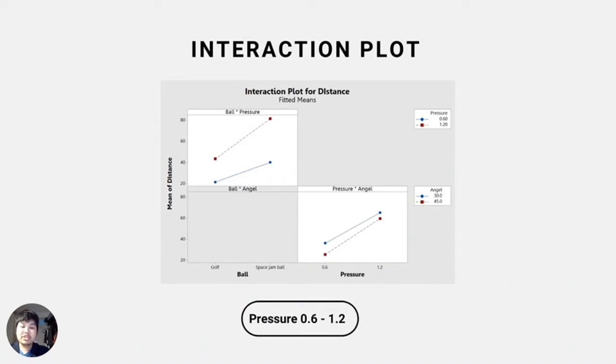Interaction plot. The interaction plot compares each factor and analyzes how the interaction affects the 2^k equation. For the graphs, you can see they look very different. In the ball and pressure plot, the lines are much different. You can look at the slope, which is high and different, and the points start differently. But in pressure and angle, it's not much different.